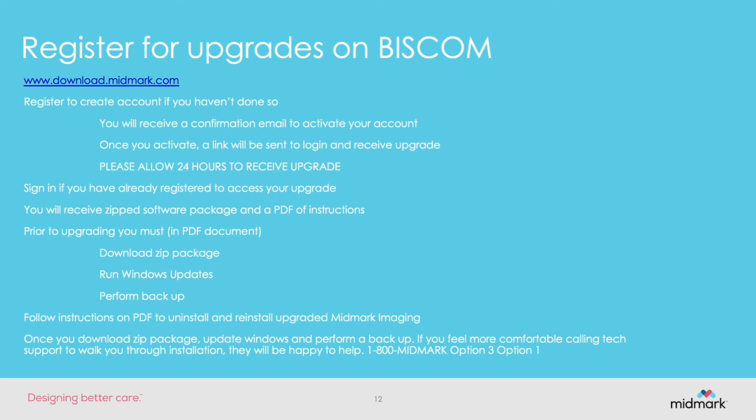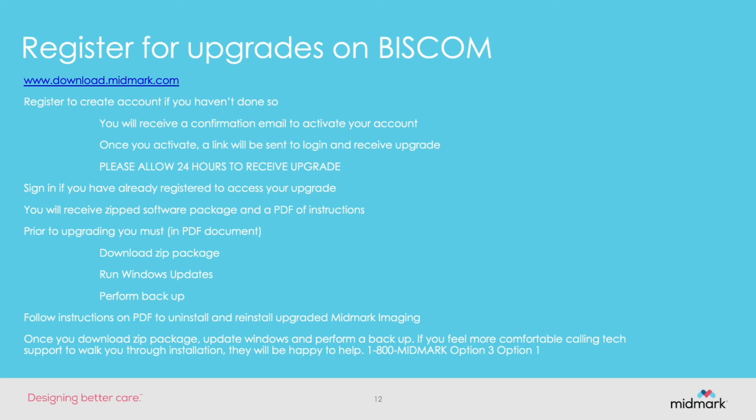Prior to doing your upgrade, you must do the following, and this is in that PDF document. We want you to begin downloading that zipped package. We want you to run all of your Windows updates. And we also want you to perform a backup. We covered how to do a backup in the backup portion of the tutorial.